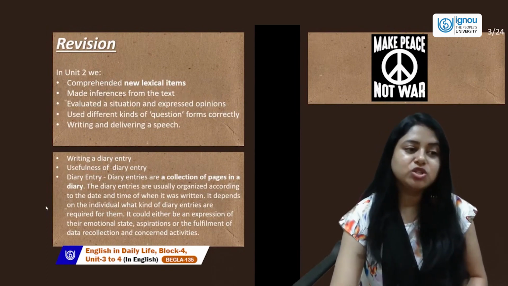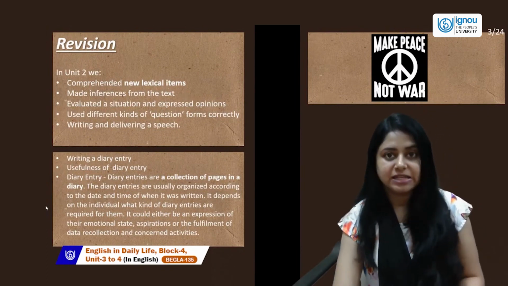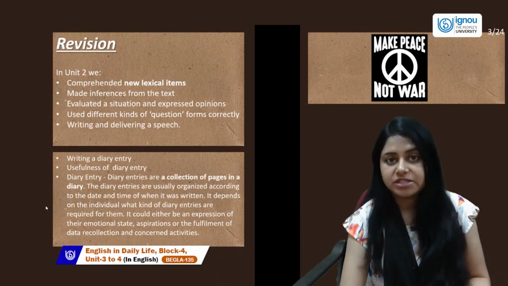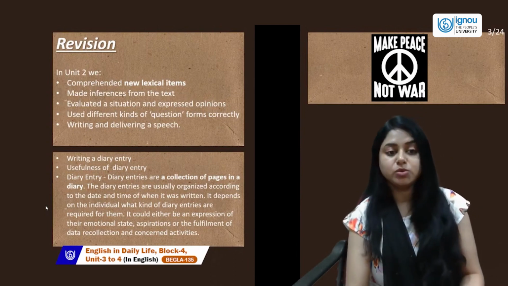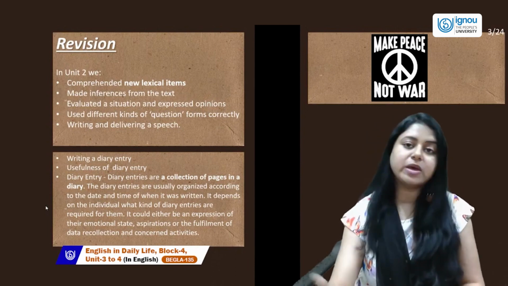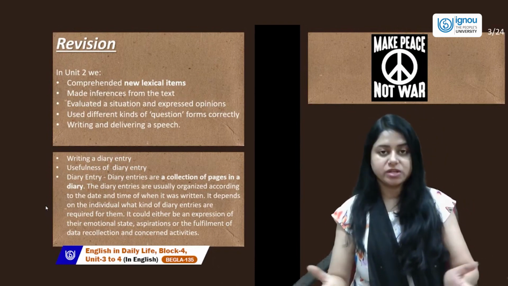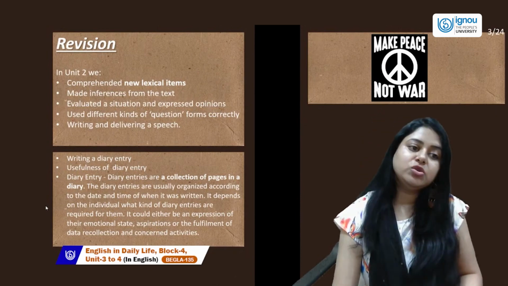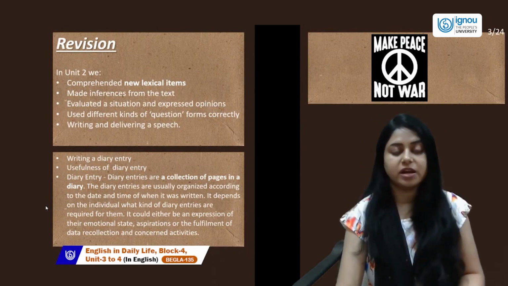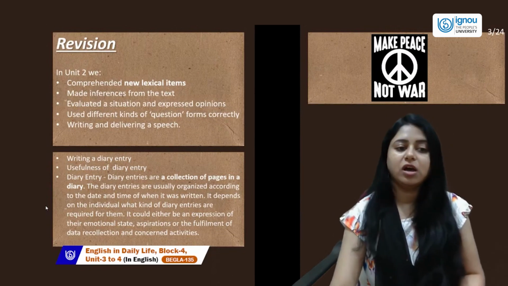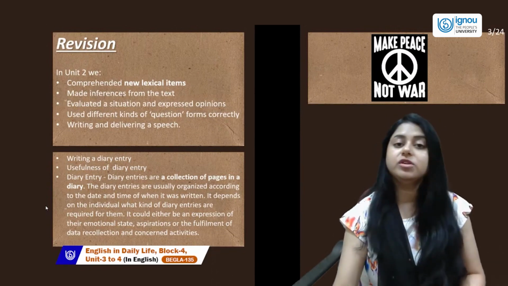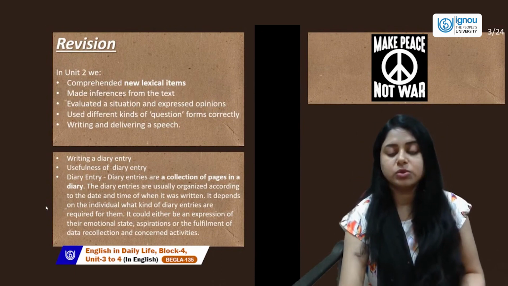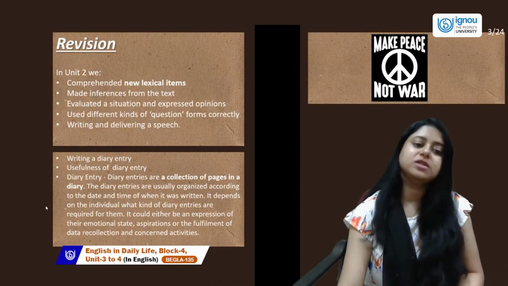Okay, now in unit 2, we comprehend new lexical items. Okay, we learn to make inferences from the text. And we evaluated a situation and expressed opinions, right? So when I was talking about giving speeches, so you look at a certain situation and you express your opinions on it. You use different kinds of question forms correctly. That's what we learned, right? How to use the question forms correctly. If you remember, we also learned how to compare. Okay, so we had the comparative and superlative forms.